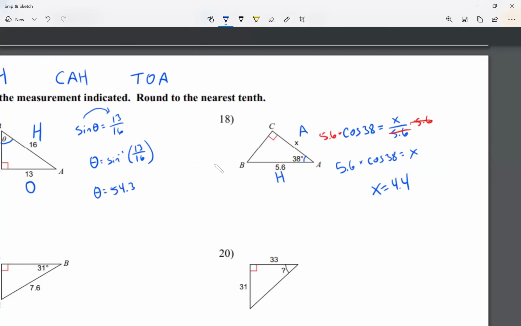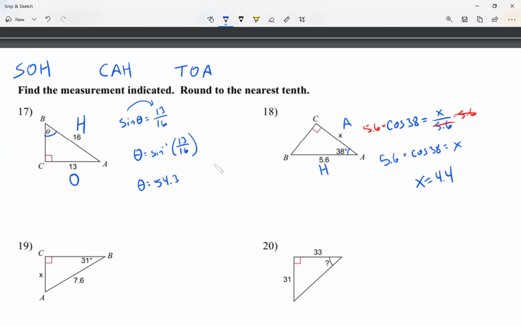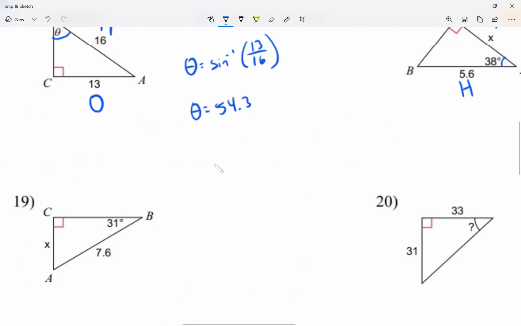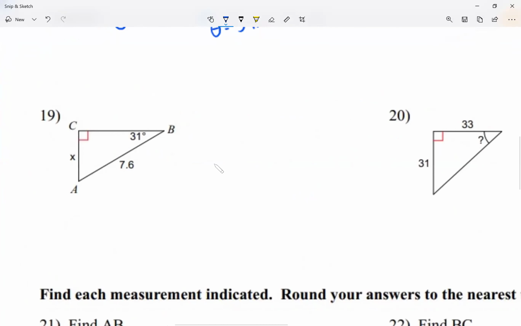Okay. Probably you guys already noticed, sometimes you're going to do the inverses, sometimes you're not. All right, look at number 17. We did sine inverse. Number 18, we did not do cosine inverse. We did cosine. Remember, I do inverse when I'm solving for an angle, and I don't do inverse if I'm solving for a side. So let's take a look at number 19. I'm dealing with a side, right? You guys can see X is a side. So you can expect I'm not going to deal with the inverse.